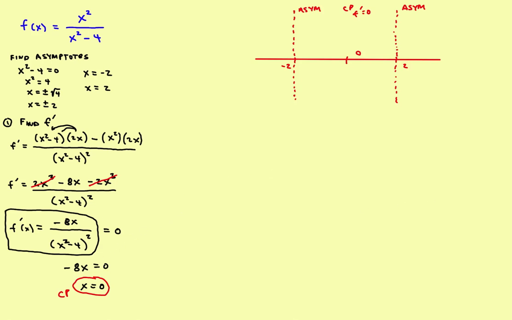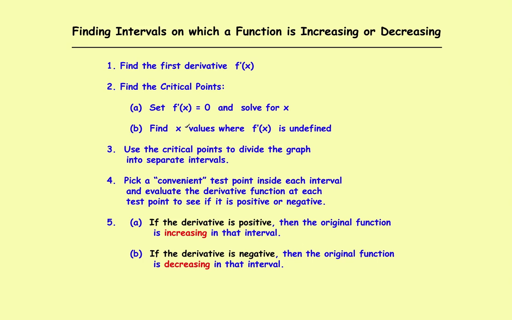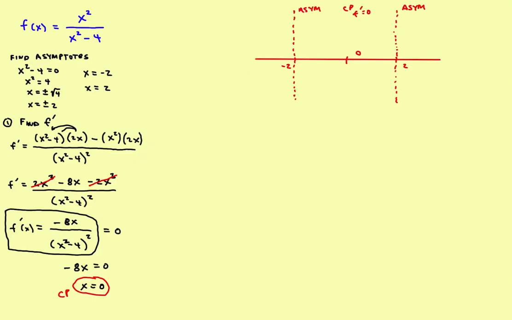Okay, let's go back and take a look at the rules now. So what that does, that gets us into step number 2. We found the critical points: set the first derivative equal to 0 and solve for x. Step number 3 says use this to divide the graph up into separate intervals. So we'll go back up and do that.